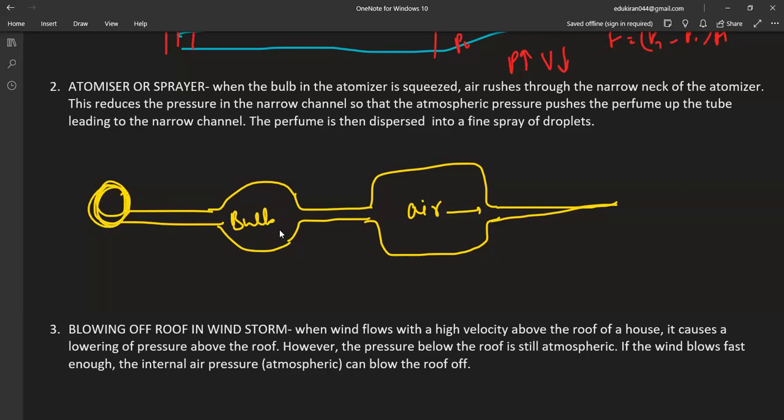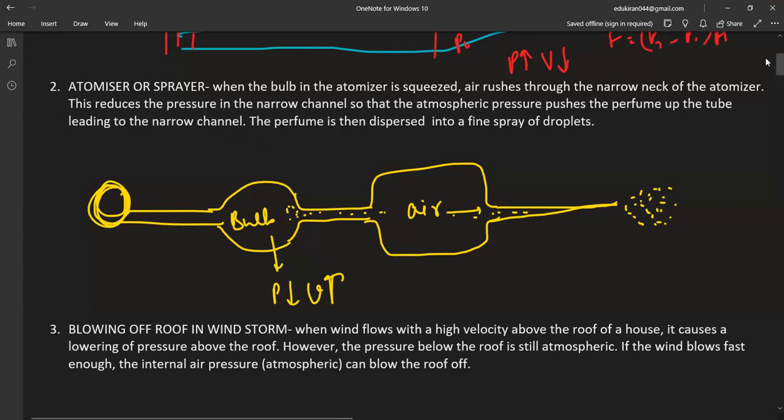So in the bulb region, here the pressure is less, so that velocity increases. So what happens when the velocity increases? Particles move here and then travel and finally come out in the form of sprays. So see, when the bulb in the atomizer is squeezed, air rushes through the narrow neck of atomizer. This reduces the pressure in the narrow channel. So that atmospheric pressure pushes the perfume up the tube, leading to the narrow channel. Then the perfume is dispersed into fine spray of droplets. This is one more application.